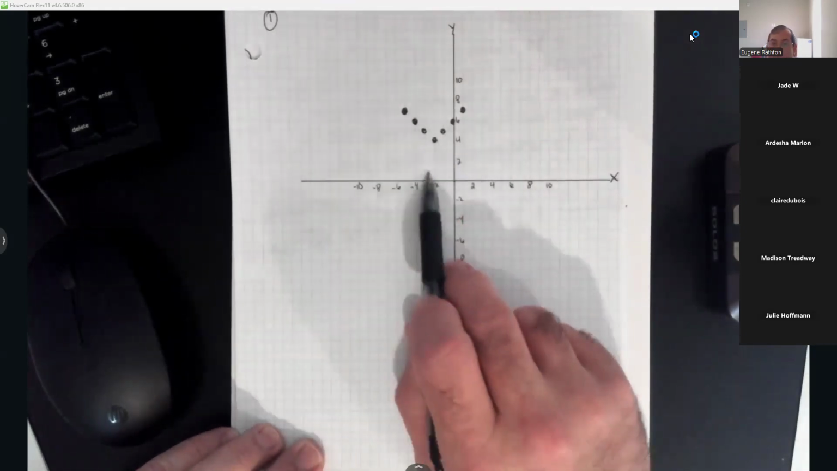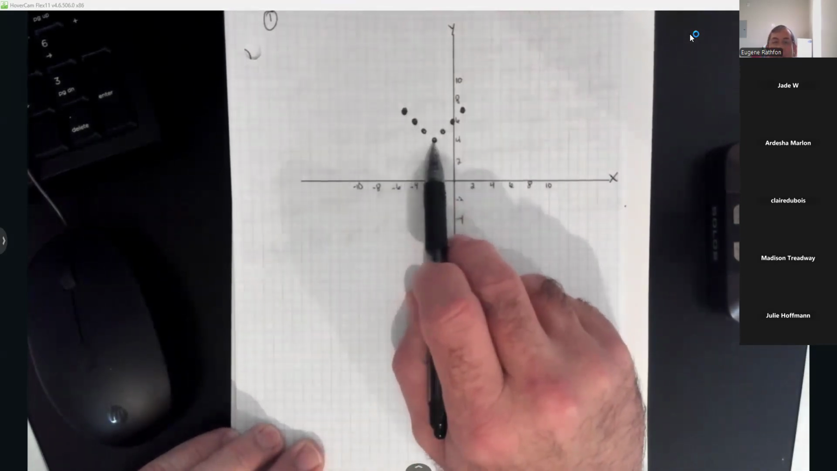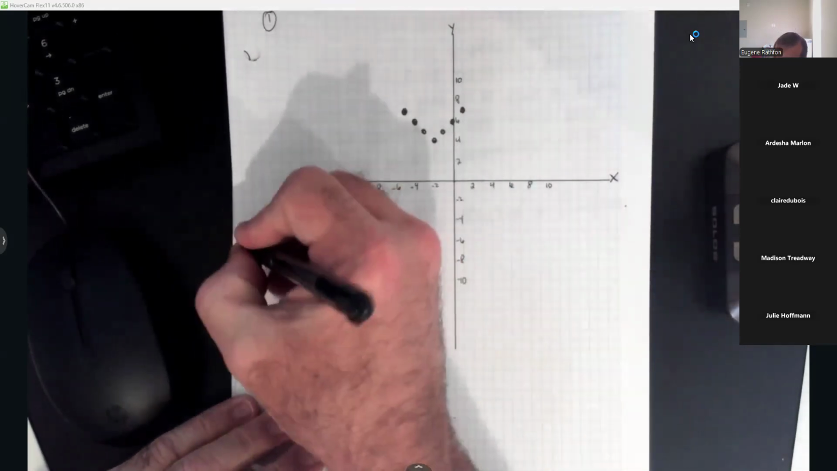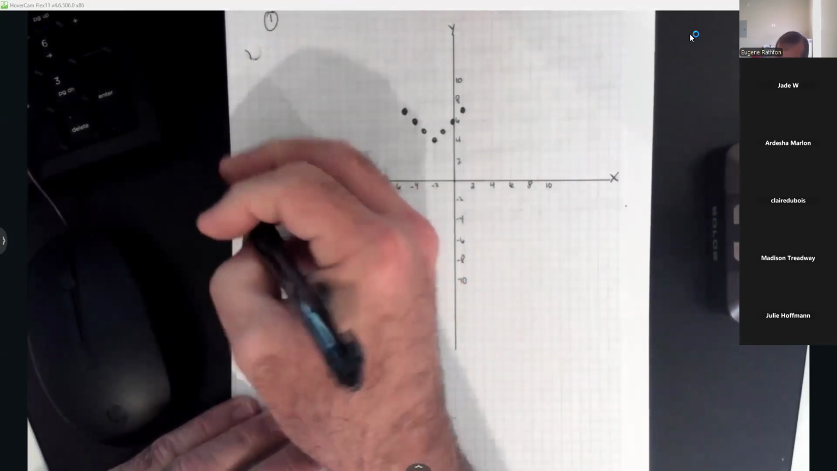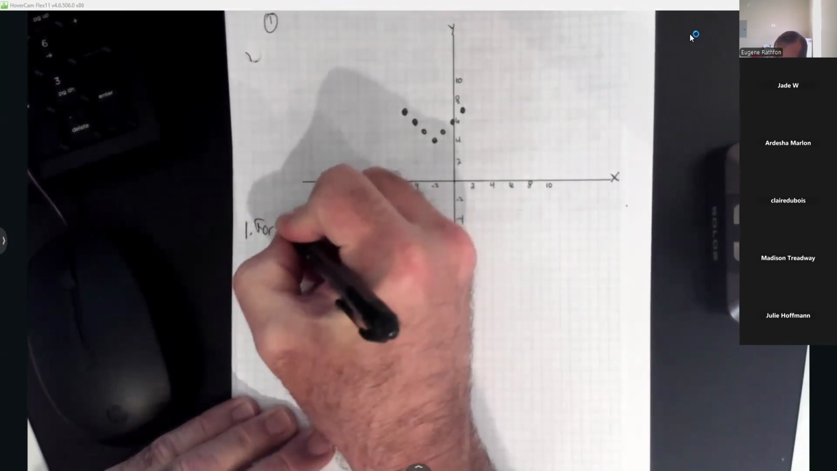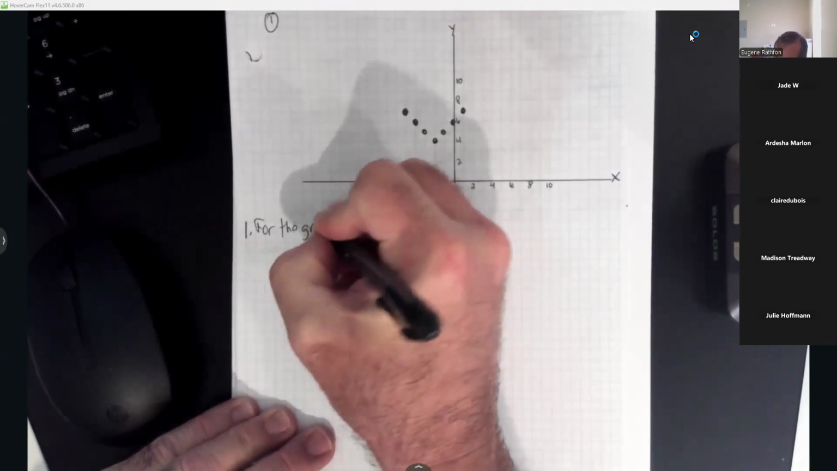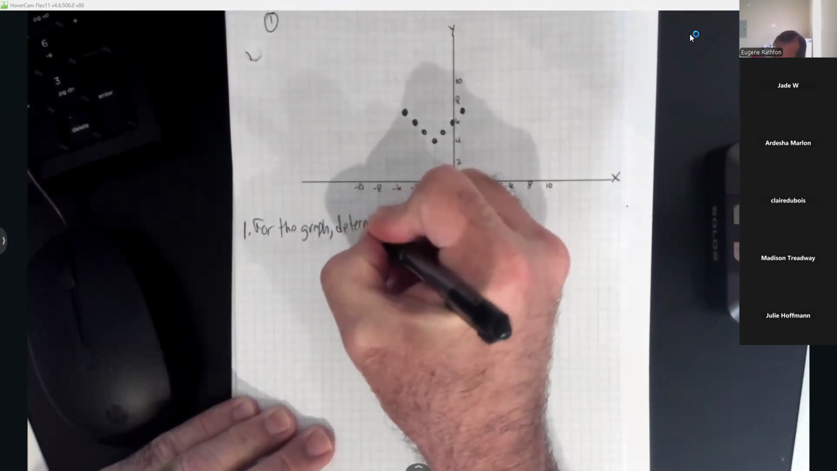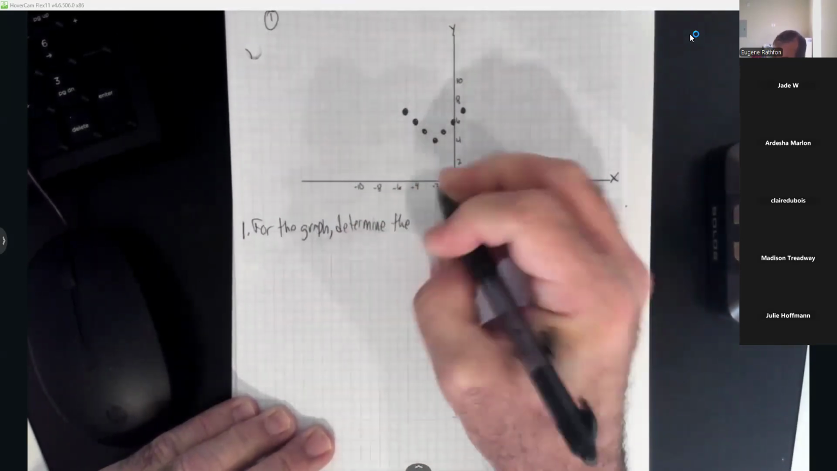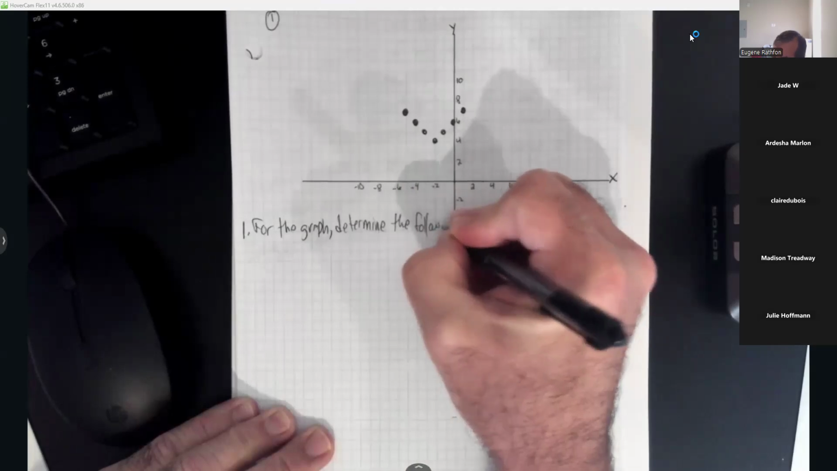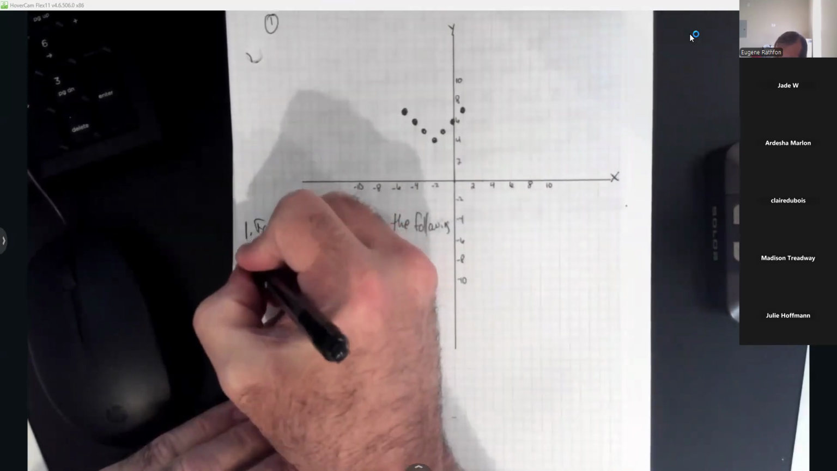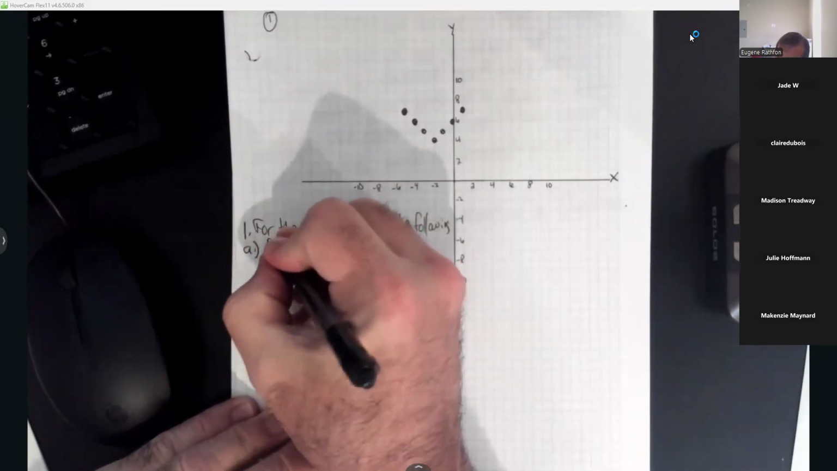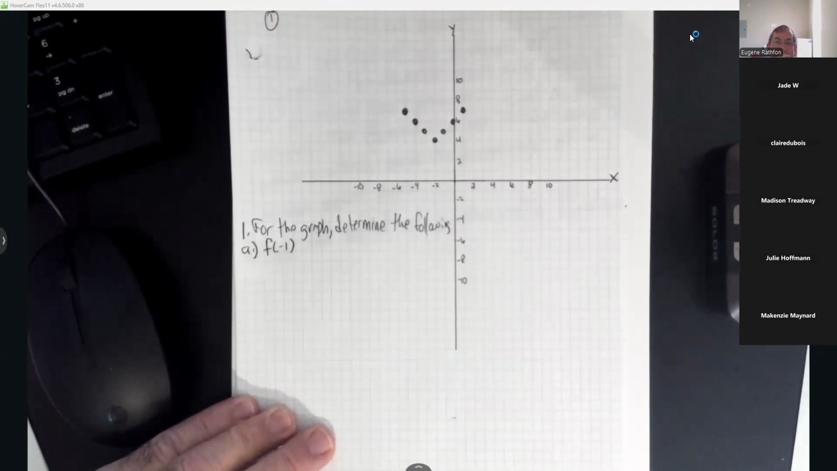All right, so for number one, they're giving me this graph, and I got what? 1, 2, 3, 4, 5, 6, 7 points on it. So for this problem, it says for the graph, determine the following. All right, so for A, they want me to find f of -1.